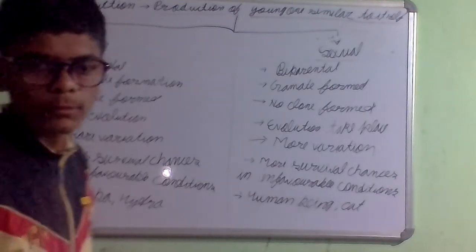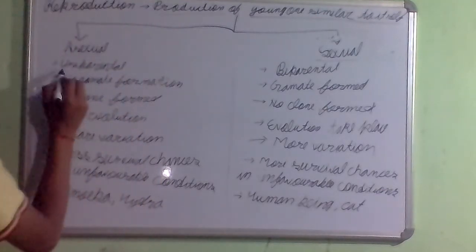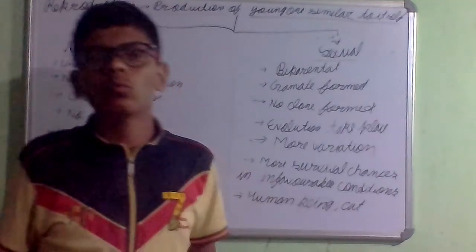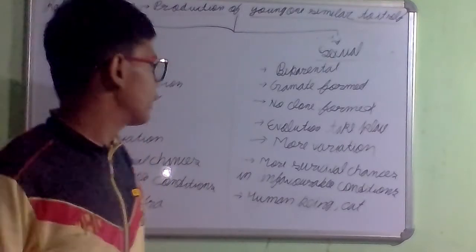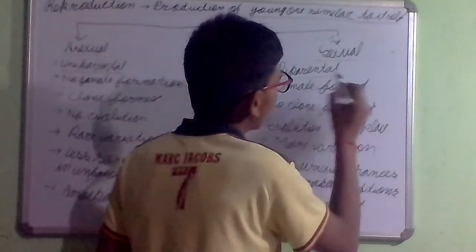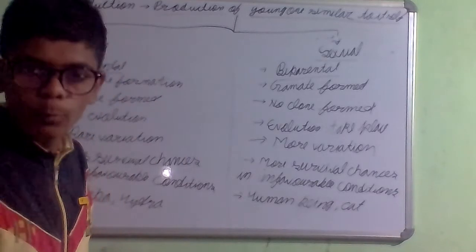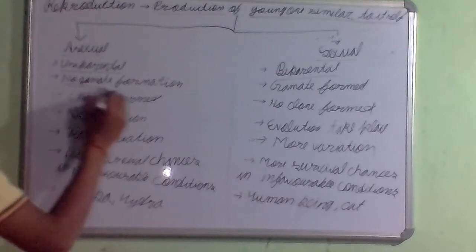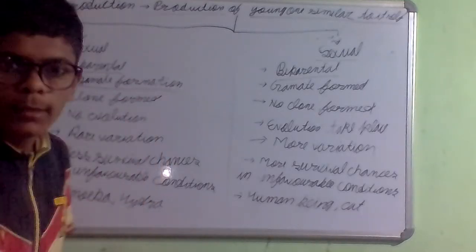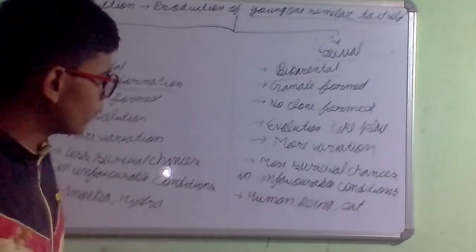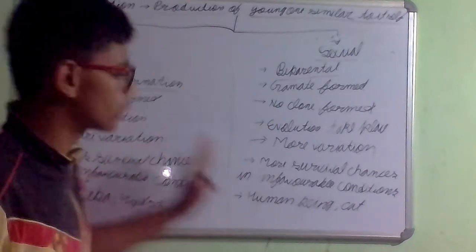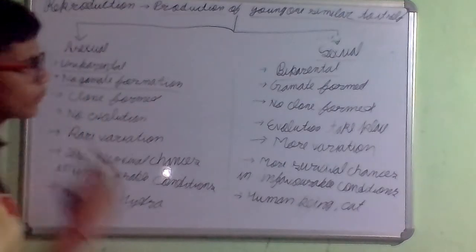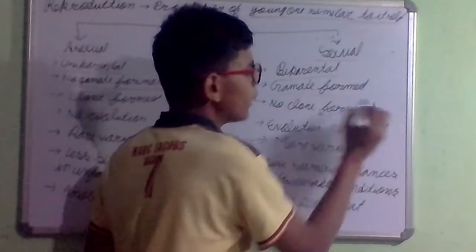Difference between asexual and sexual reproduction. Asexual reproduction is uniparental, means only a single parent is involved. No need of two parents. Sexual reproduction is biparental, two parents are compulsory. There should be two parents for sexual reproduction. In asexual reproduction, no gamete formation takes place. I will tell you about gamete formation after some time. First we have to differentiate asexual and sexual reproduction. In sexual reproduction, gametes are formed.